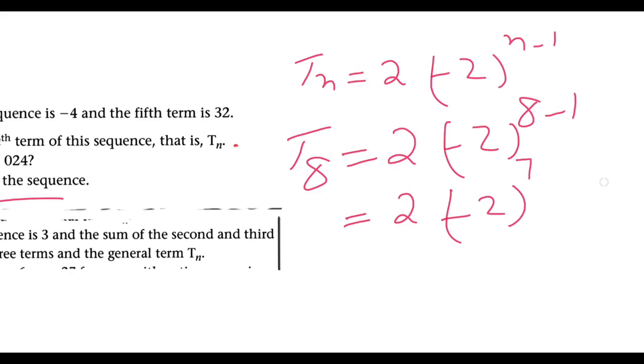So I'm going to use my calculator. So the answer is going to be T8. Therefore T8 is going to be equal to -256. So this is my final answer. The 8th term in the sequence is -256.